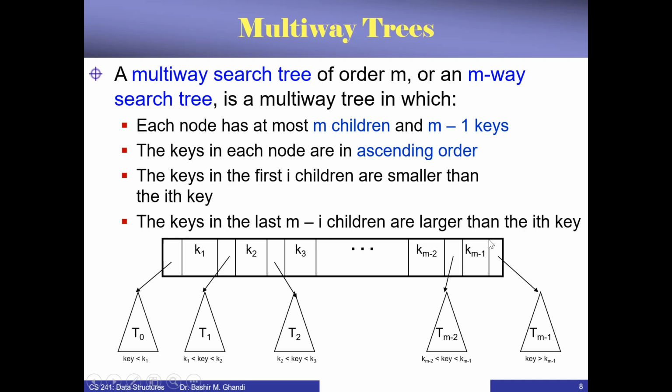As we shall see later, the idea is instead of saving one key in a block of secondary memory, we save the entire node. Okay, all these keys will be saved in one block. So we read all of them at one time rather than many times. This will save time for us in terms of disk access.